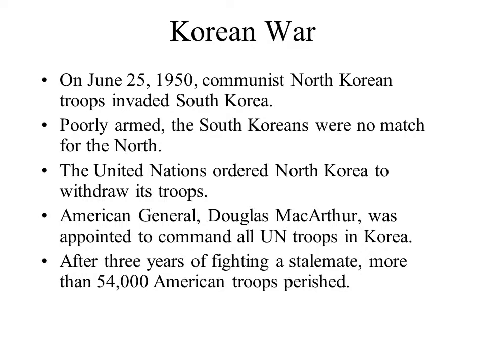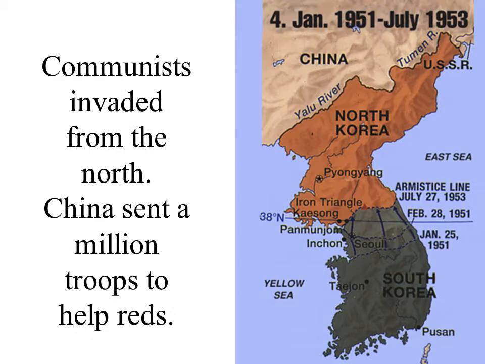After 3 years of fighting a stalemate, more than 54,000 American troops died. That's a huge number in 3 years, keeping in mind that in the 11 years of our Iraq War, we lost about 6,000 soldiers. And of course, we didn't actually win. This was a stalemate, and what ended up happening is that North Korea stayed communist, South Korea stayed capitalist. China had invaded from the north to help the North Koreans fight the Americans and the other UN countries in South Korea. And we end up with this armistice line in 1953.